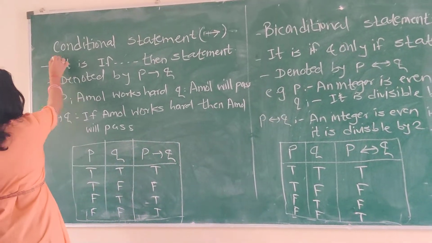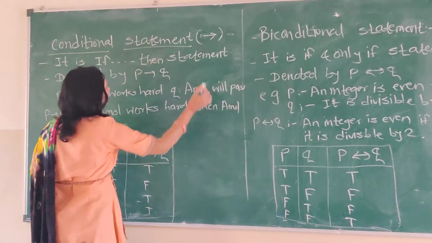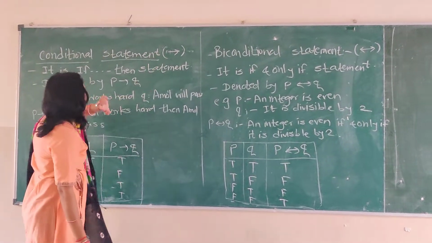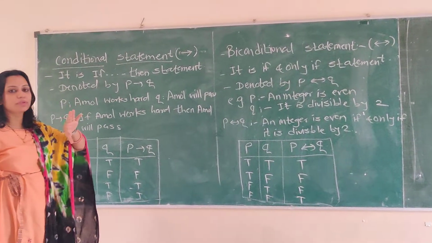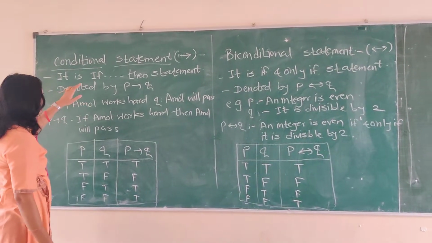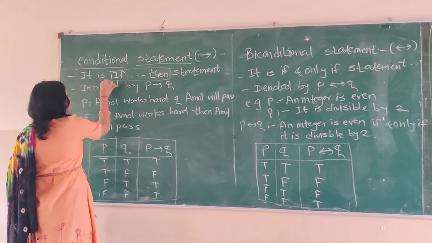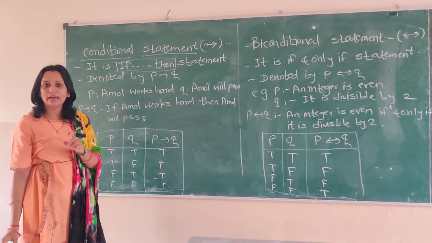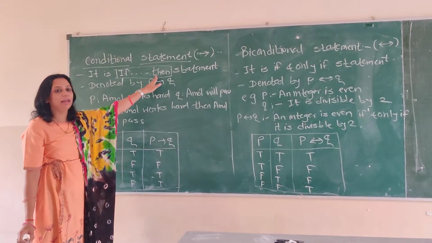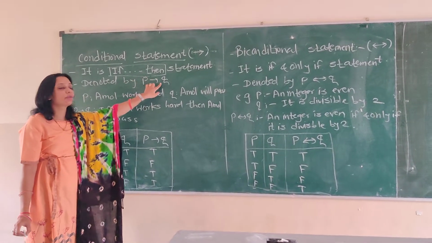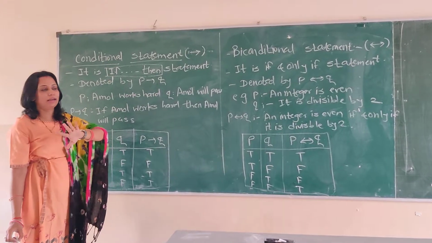So the first one is the conditional statement. It is denoted by the single-headed arrow. A conditional statement is the proposition which is of the type if-then statement. The statements or propositions are connected by using if-then. And how are they denoted? By P arrow Q. It is a single-headed arrow.